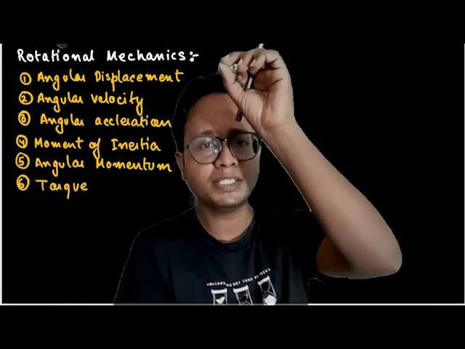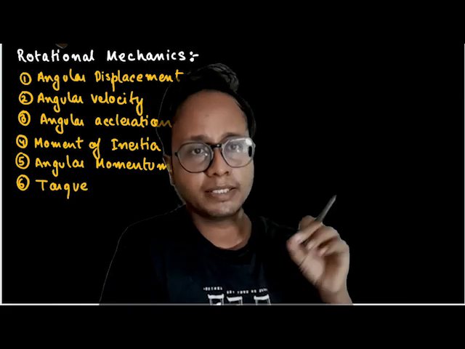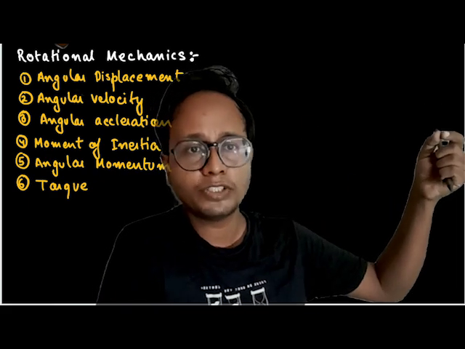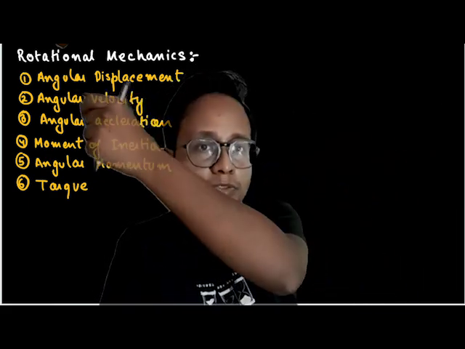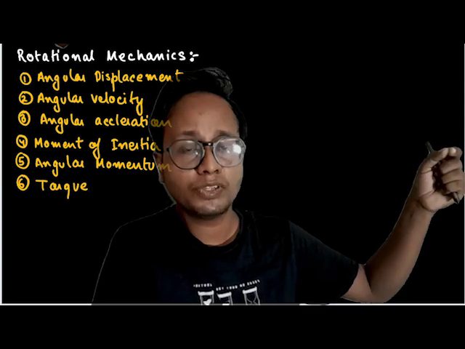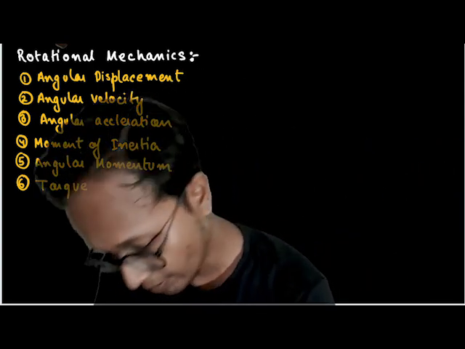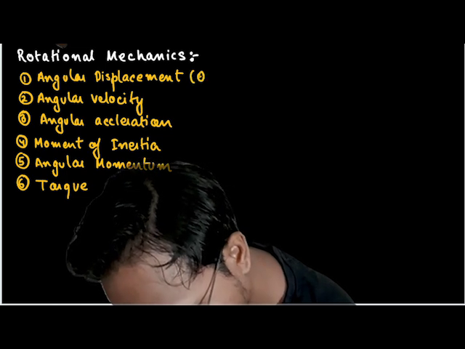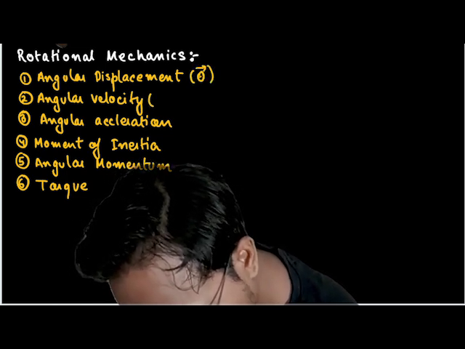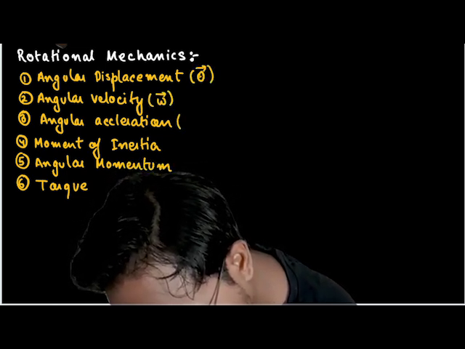If angular displacement is theta, angular velocity is d theta by dt. So if linear displacement was x, linear velocity was equal to dx by dt. Similarly, angular velocity would be d theta by dt. Linear acceleration was equal to dv by dt. Out here, angular acceleration would be d omega by dt. So let me write the terms to represent angular displacement by theta, angular velocity by omega, angular acceleration by alpha.